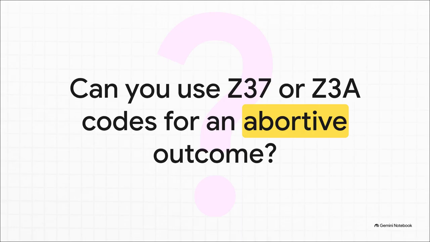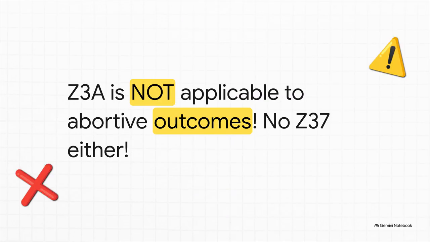All right, time to test your guideline knowledge real quick. We just talked about delivery codes a moment ago, right? So let me ask you this. Can you ever append a Z37 outcome of delivery code or a Z3A weeks of gestation code to an abortive outcome? Take a guess. The answer is a hard no.